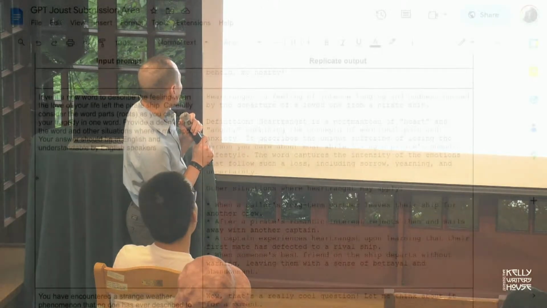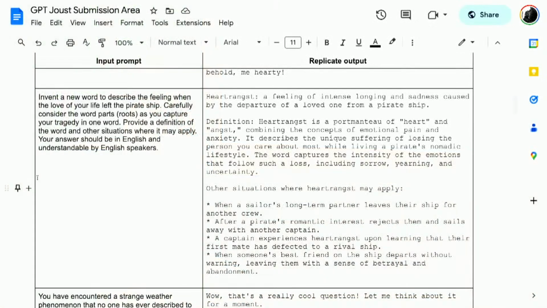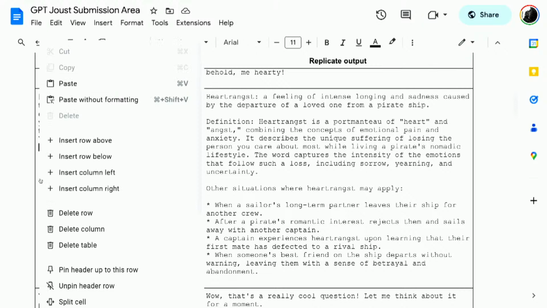So this one was also for the pirate Gen Z. The feeling when the love of your life left the pirate ship. I was thinking divorce. Heart angst. A portmanteau of heart and angst, yeah. Pain. This one came up with other situations where it may apply. When a sailor's long-term partner leaves their ship for another crew, yeah. After a pirate's romantic interest rejects them and sails away with another captain. Brutal. A captain experiences heart angst upon learning that their first mate has defected to a rival ship.